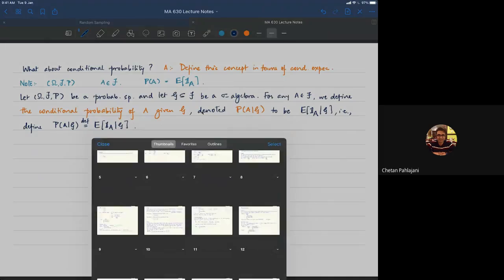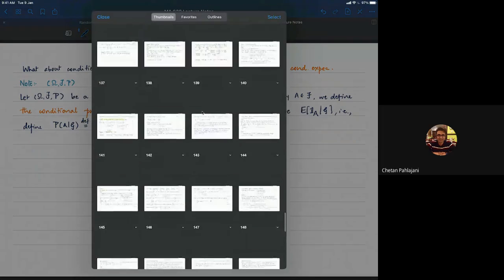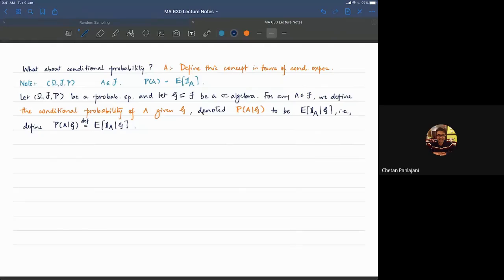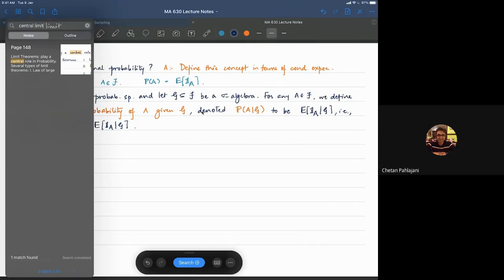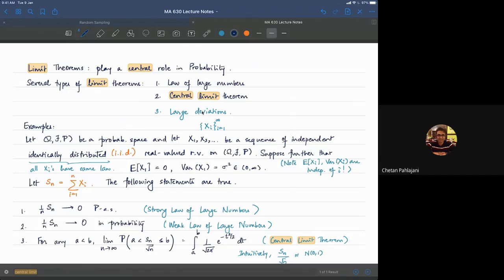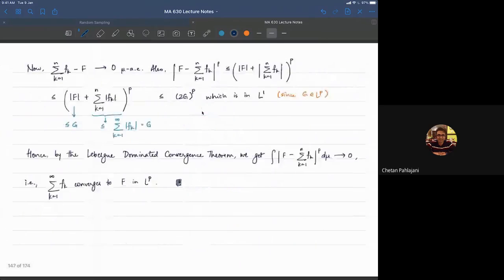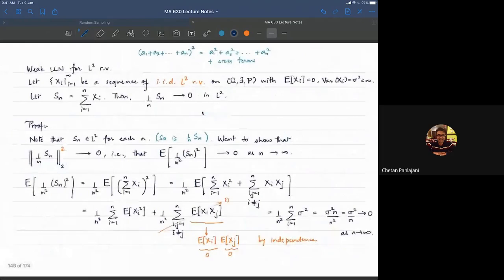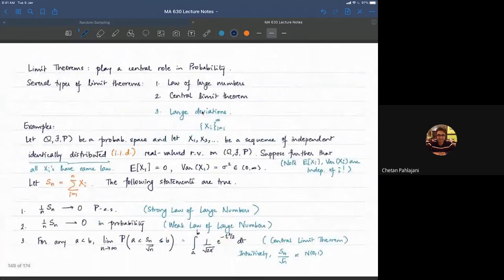Okay, so in order to do that, let me just do a search here. All right, here we go, page 148. This was LP spaces, and then limit theorems. This was just before conditional expectations. All right. So we have scribbled this before, so I want to minimize the amount of writing.